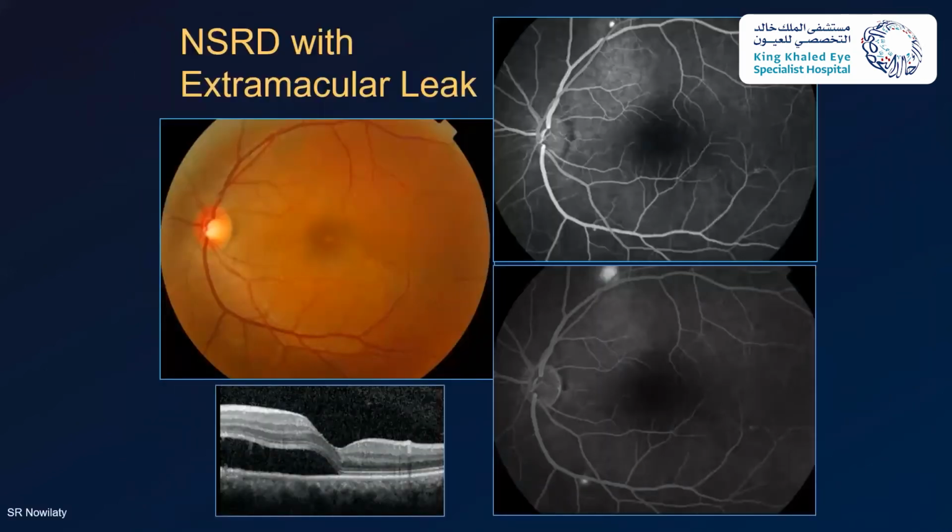Now, as I said earlier, you can have an extramacular leak. Here's a patient who has CSCR, but the leakage point is above the macula, okay, and it tracks down. You can see the RPE changes from the chronic egress of fluid and the influx of fluid into this area.